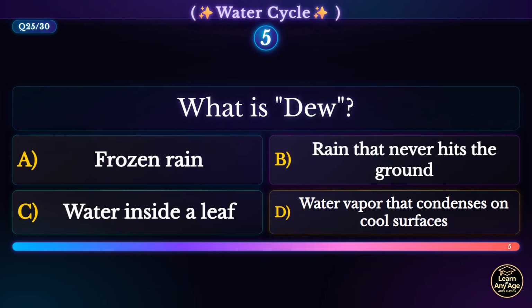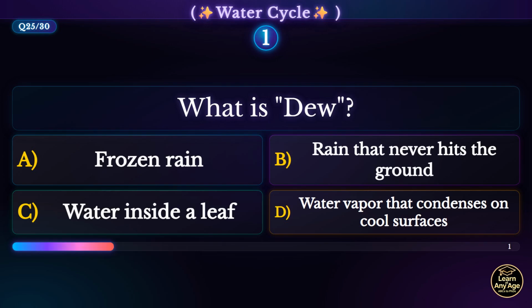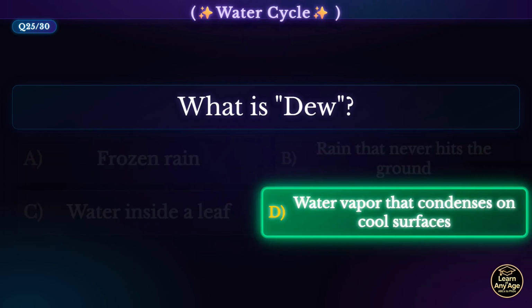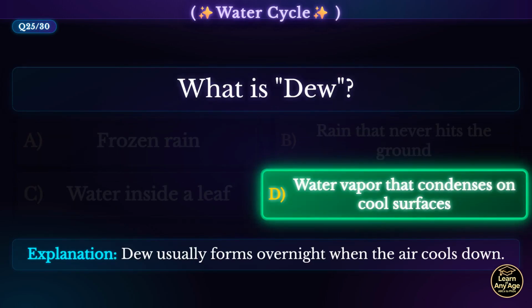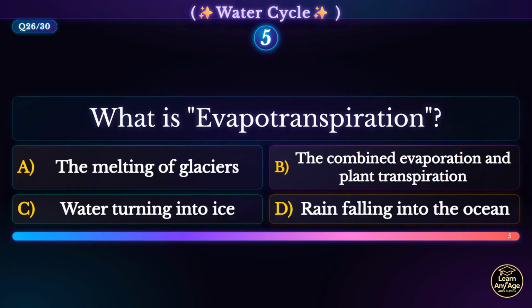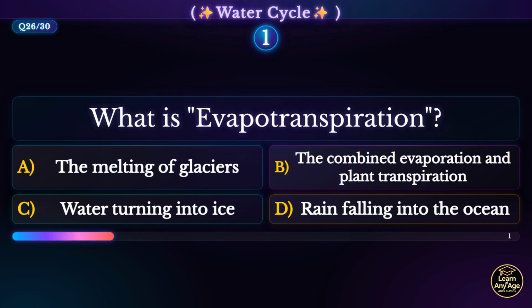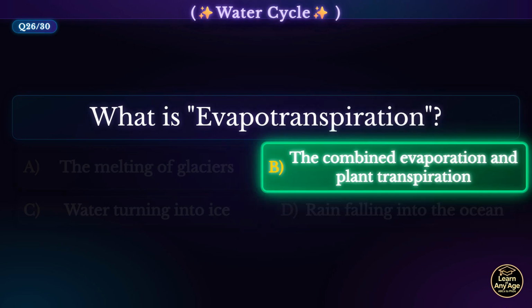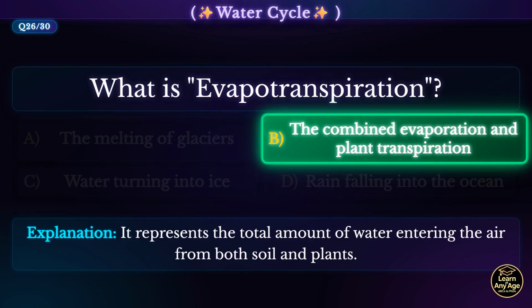What is dew? Water vapor that condenses on cool surfaces. Dew usually forms overnight when the air cools down. What is evapotranspiration? The combined evaporation and plant transpiration. It represents the total amount of water entering the air from both soil and plants.